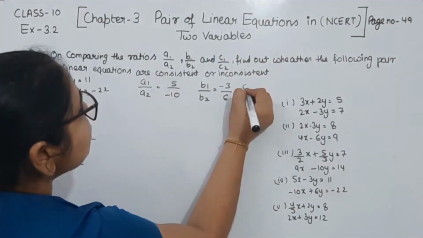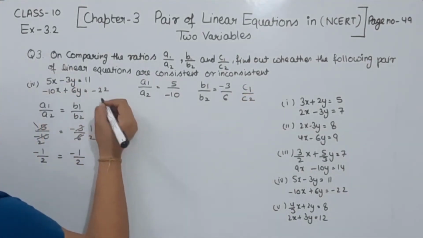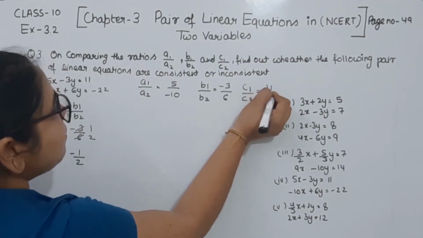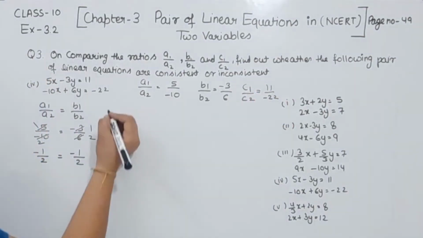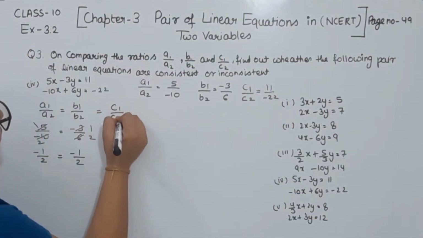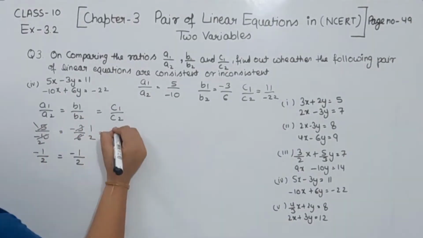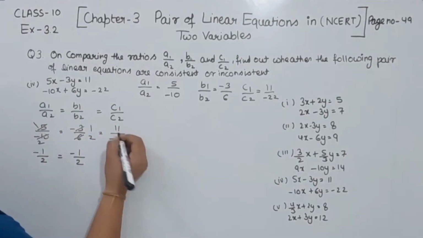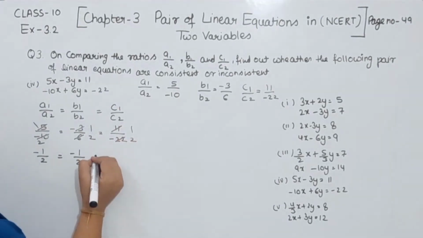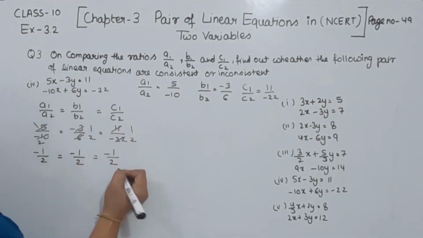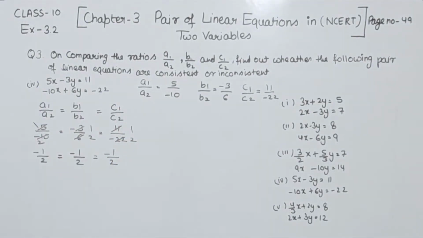Now we have to find the c1 by c2. So c1 by c2 is 11 by minus 22. Now we have to find whether they are equal to both of them or not. So here we have 11 by minus 22. 11 1s are 11, 11 2s are 22. So this one is minus 1 by 2. That means all 3 of them are equal to each other. If all 3 of them are equal to each other, then they are the consistent ones.